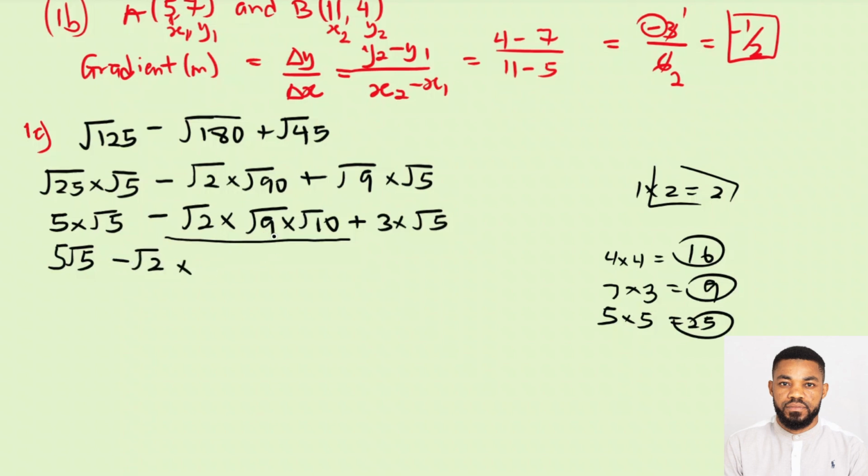This one is very, very simple. The root of 9 is going to be 3. Good. Now we come to the root of 10. Well, we have to simplify the root of 10 again. And which two numbers are we going to multiply? Obviously, the root of 2 times the root of 5. That will give you 10.